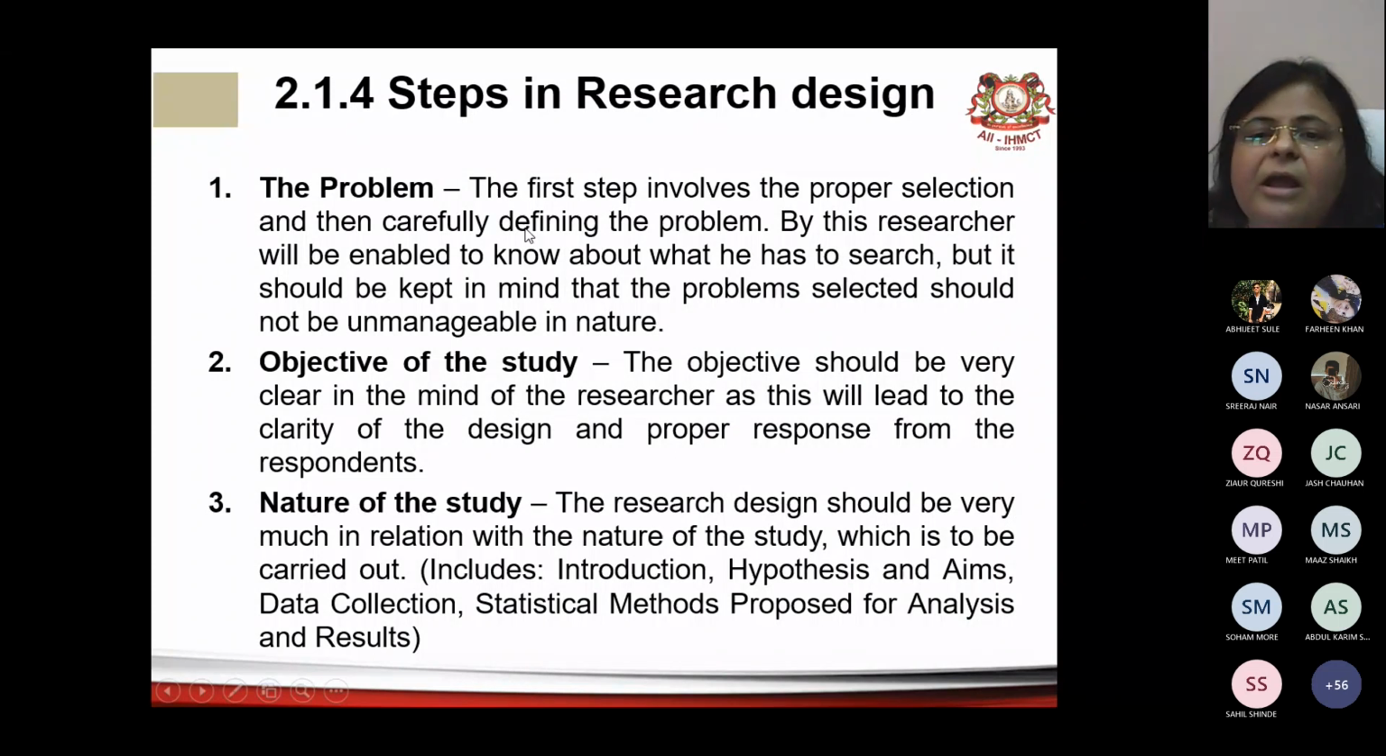As I've been telling you all time and again, the first step involves the proper selection and then carefully defining your problem. As I told you, so many problems and topics came to me with objectives, and when it went back to the student, it had a 180 degree change. Either it was completely wrong or it was not making sense, and certain topics just don't make sense. I'm like, no, see, it's not, as I told you, essay writing. There has to be some research inclination in the topic.